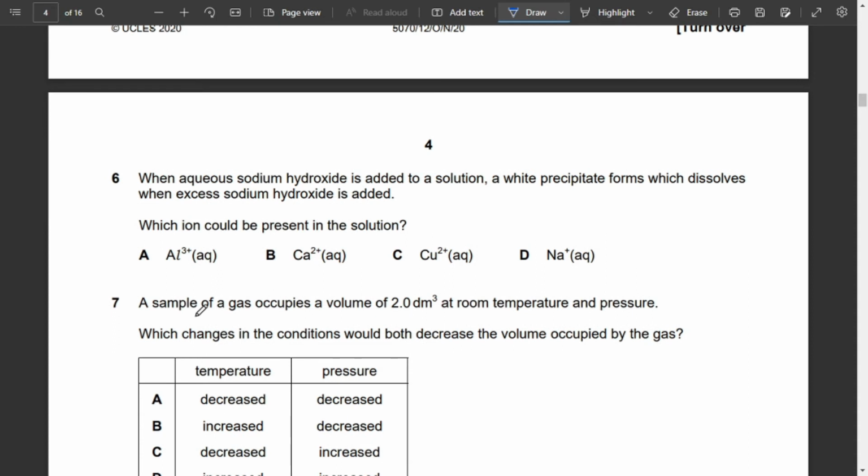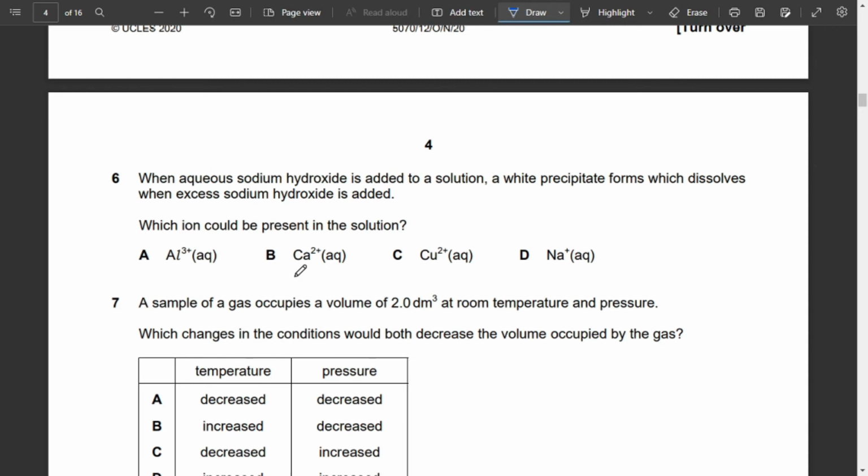Moving on to MCQ number 6, when aqueous sodium hydroxide is added to a solution, a white precipitate forms which dissolves when excess sodium hydroxide is added. Which ion could be present in the solution? Okay, so for this you need to go through the salts chapter very thoroughly. Always remember that if you are giving this examination, you should give enough time to learning the properties and learning about the salts, mainly what gives which color precipitate, what chemical results in what kind of an output. It's really important to go through this. Without it, you will not be able to solve MCQs and you will lose a great amount of marks.